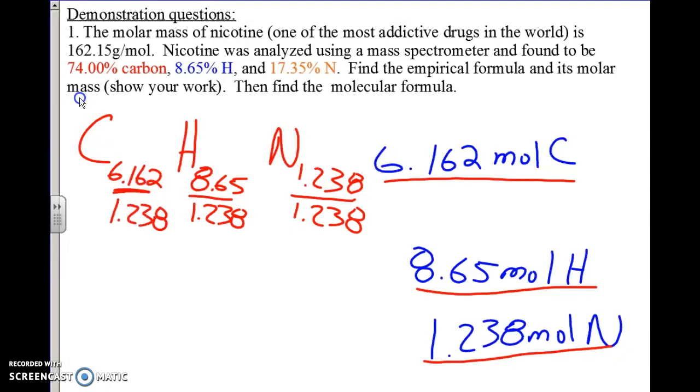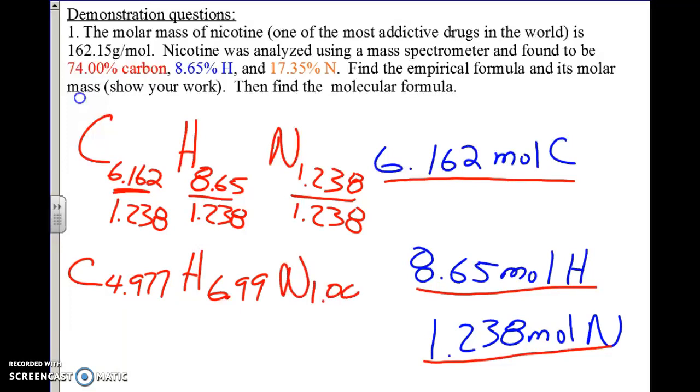1.238. Pause it for a second, take a look at what I did, read the step, which is step 3, and then progress from there. I do the math on this, and I get carbon at 4.977. I get hydrogen at 6.99. And I get nitrogen at 1.000, following sig fig rules for all of this.